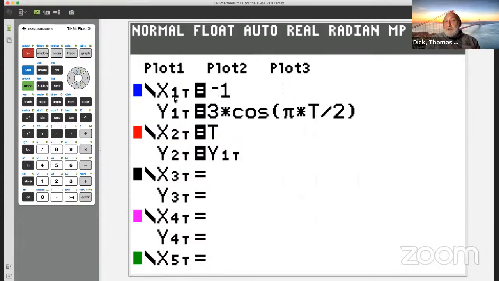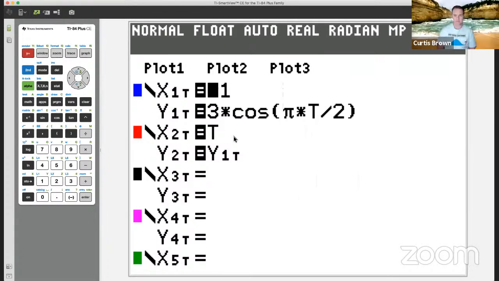What I've done is set up two sets of parametric equations. For one of them, I've just made the X coordinate constant, -1. Then Y is my actual vertical position, and you can see I just made up a function: 3 times the cosine of pi t over 2. Now, for my second pair of functions, x2(t) is actually t, so I'm going to let it be a function of time. I'll see the same position function, y2 is the same as y1, but I'm going to see it as a graph over time. So I'm going to see both the motion on the line and the graph of the position function. This is kind of a nice way to see that.